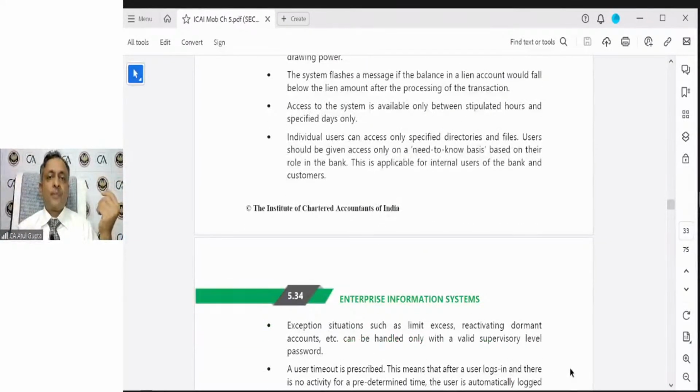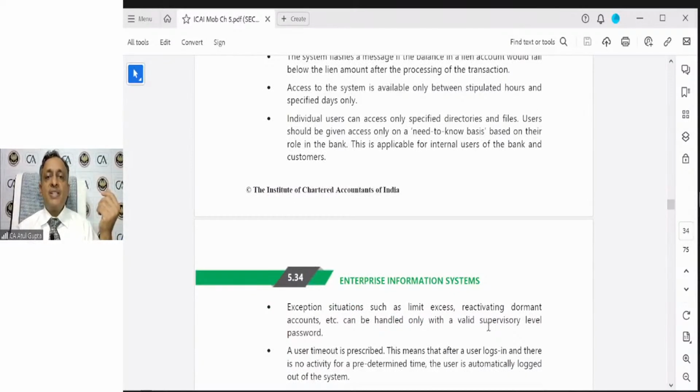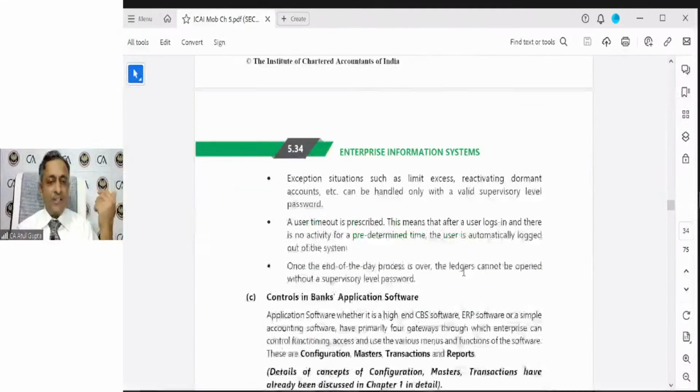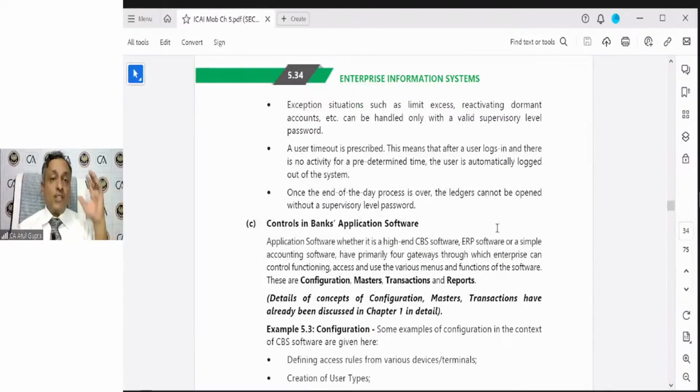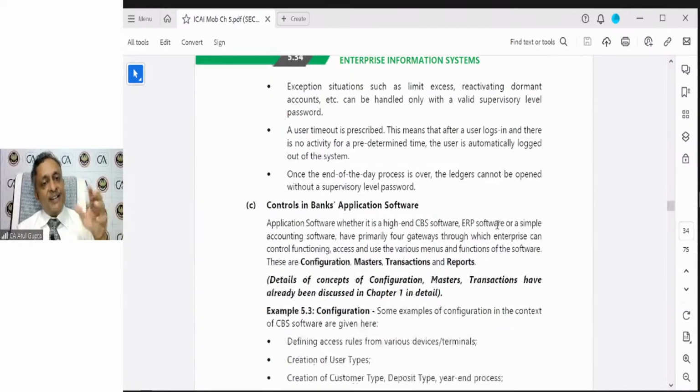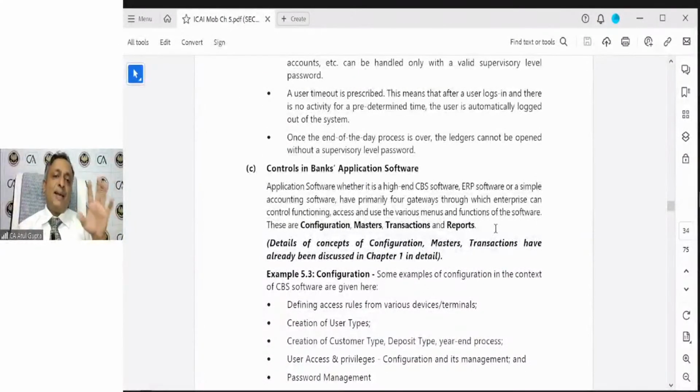Then the system is available during specified hours if you are going for physical banking. Online, it's open. Individual users can gain access to specified directories on a need-to-know basis. That is how you configure your system. Then exception situations such as excess limit or reactivating a dormant account can be handled only with a valid supervisory level password. A user timeout is prescribed, so you are logged out of the system after a specified duration of time.